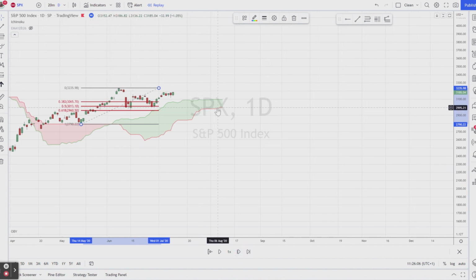The cloud is getting thinner, so that is a caution for us, and we are not breaking this higher high. However, we are not breaking this lower low either, so we're getting some sort of consolidation and a sideways move. So this is a bit of a caution.